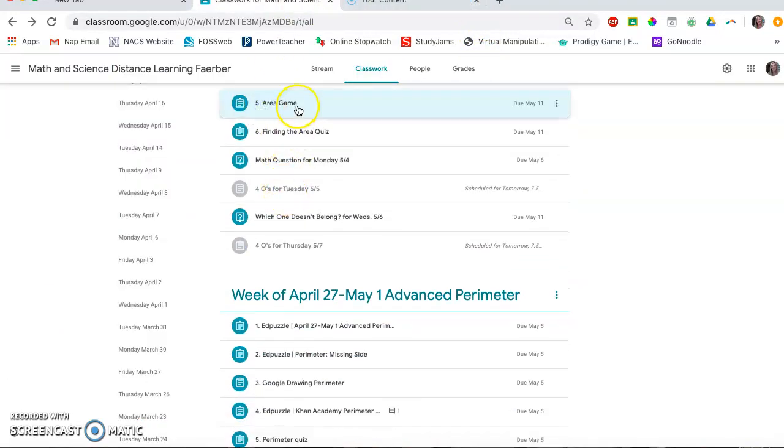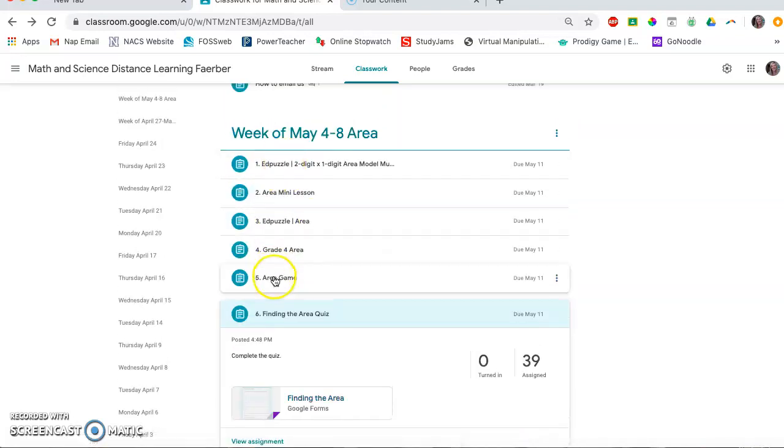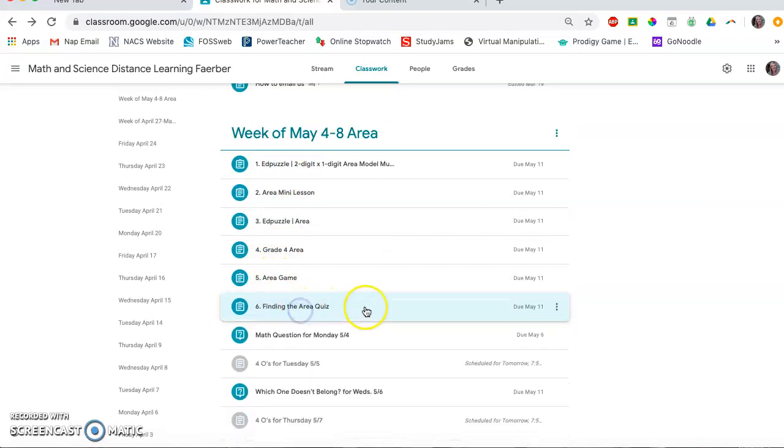Then the final one is number 6, and that is a Google form where you are taking a quiz. You can only take this quiz 1 time, so it's really important that you do steps 1 through 5 before you do step number 6.